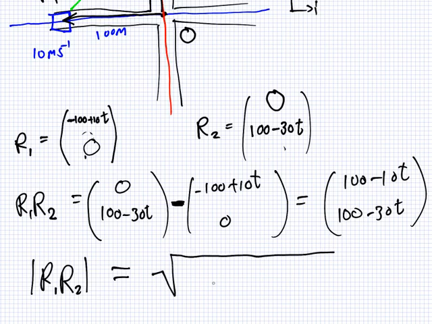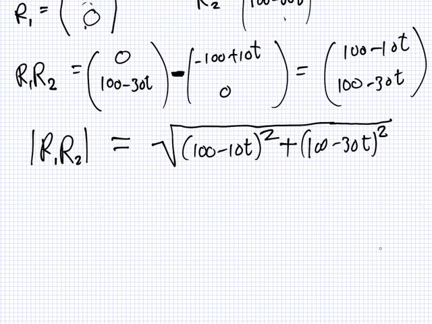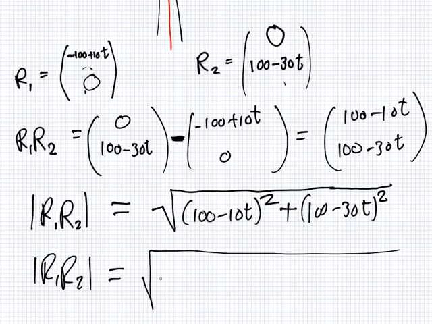Now, do we care about this vector? No, what do we care about? We care about the magnitude. So the magnitude is, kaboom, the square root of 100 minus 10t squared plus 100 minus 30t squared. Yes?